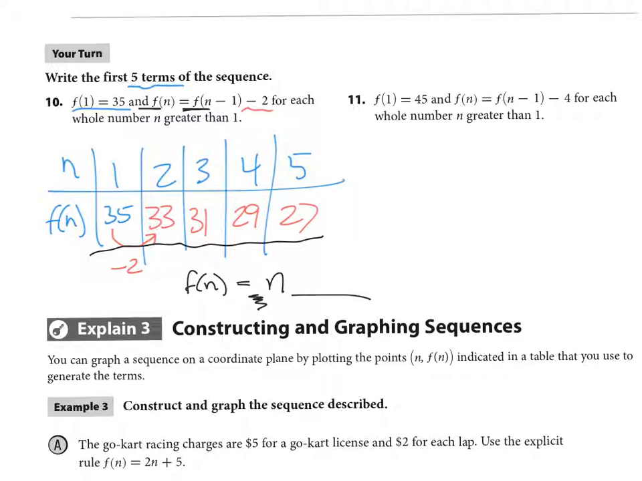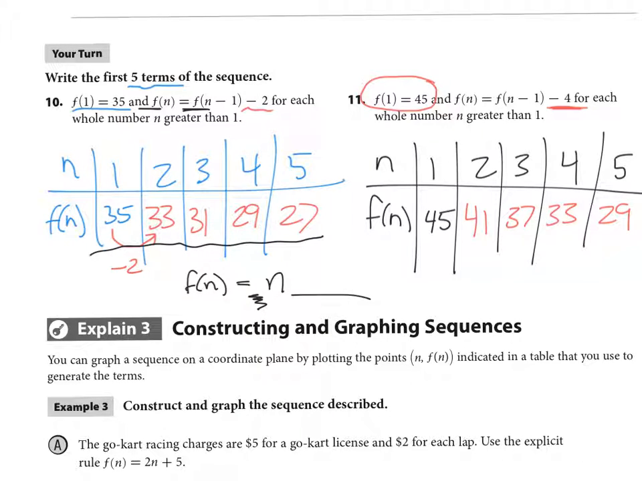So I want you to try number 11. Go ahead and do the same thing on number 11. Find the first 5 terms and then we'll check them. Okay, so you go back up here. The first term has a value of 45. So f of 1 is 45. What am I doing every time? I'm subtracting 4. So all I have to do is subtract 4. 45 minus 4 is 41. Now, if you can't do 41 minus 4 in your head, that's where you can use the calculator and type it in and get 37, 33, 29.